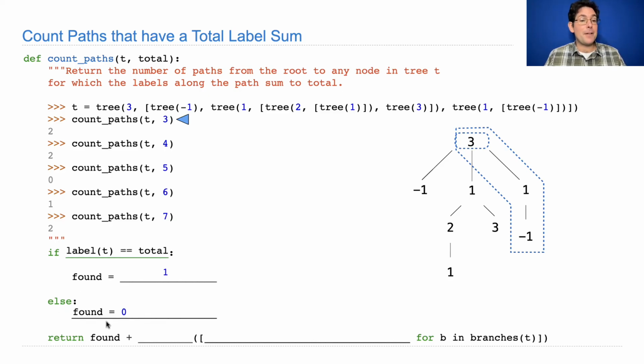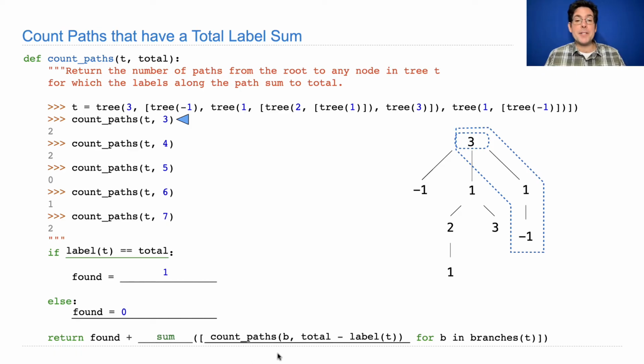So either I found a path that ended at the root label, or I didn't, but I also need to count all the paths that end in one of the nodes of the branches. My goal is to count how many such paths there are in each branch b, for all the branches in t. I'll do that with a recursive call to count paths. And once I find out how many paths there are in each branch, I want to sum them up. All right, we're finally to the heart of the problem. How do we make the recursive call?